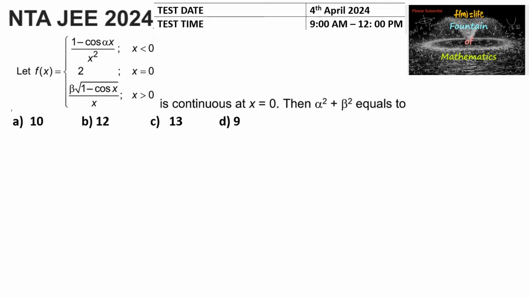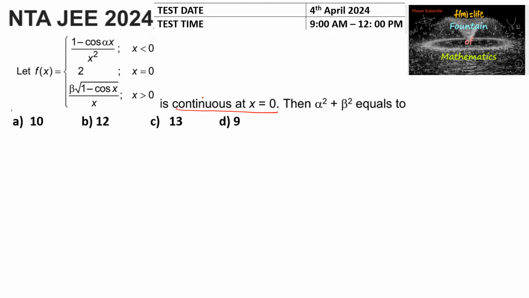Let f of x be equal to (1 minus cos alpha x) upon x square for x less than 0, and for x equal to 0 it is 2, and for x greater than 0, beta times root of (1 minus cos x) upon x, and it is continuous at x equal to 0.